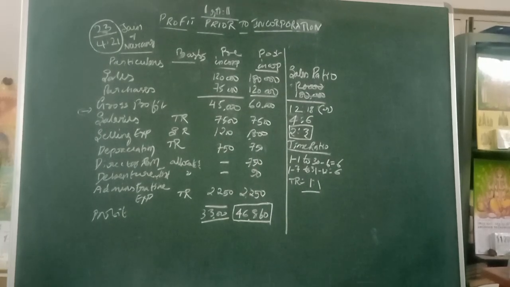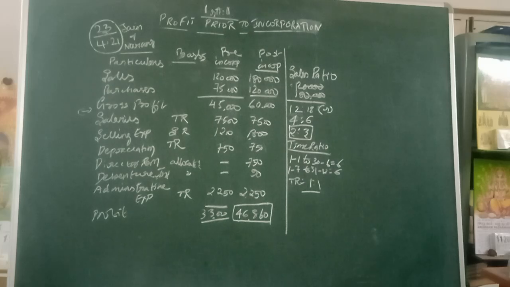Now we are going to discuss another important problem in the chapter called profit prior to incorporation. See, this is another important problem. It is very simple to understand. No complicated adjustments are given in this problem. So, for want of understanding how to solve the problem, this will help you, right?